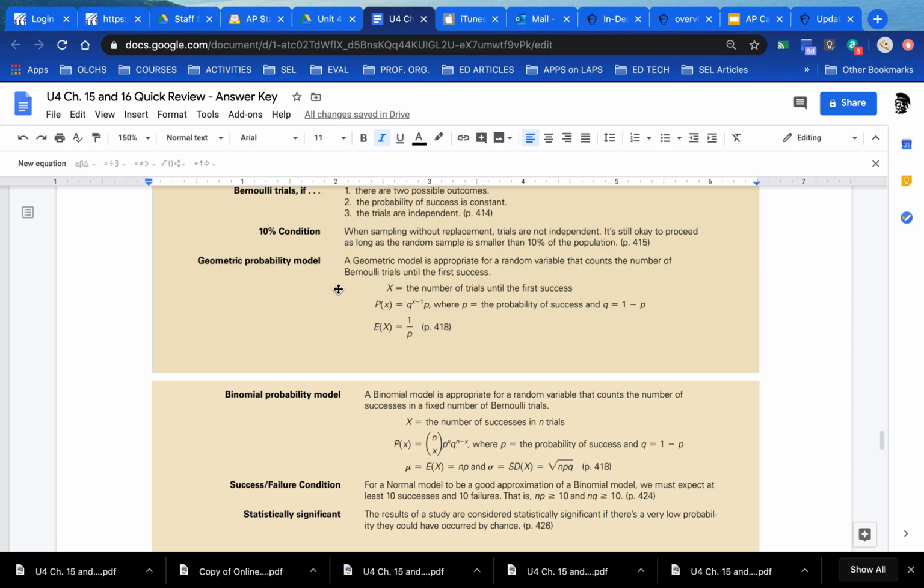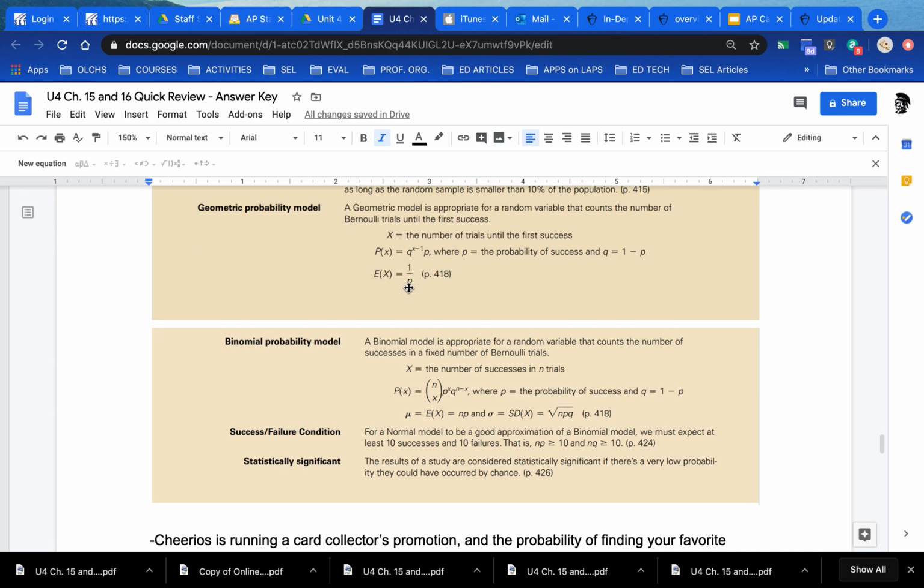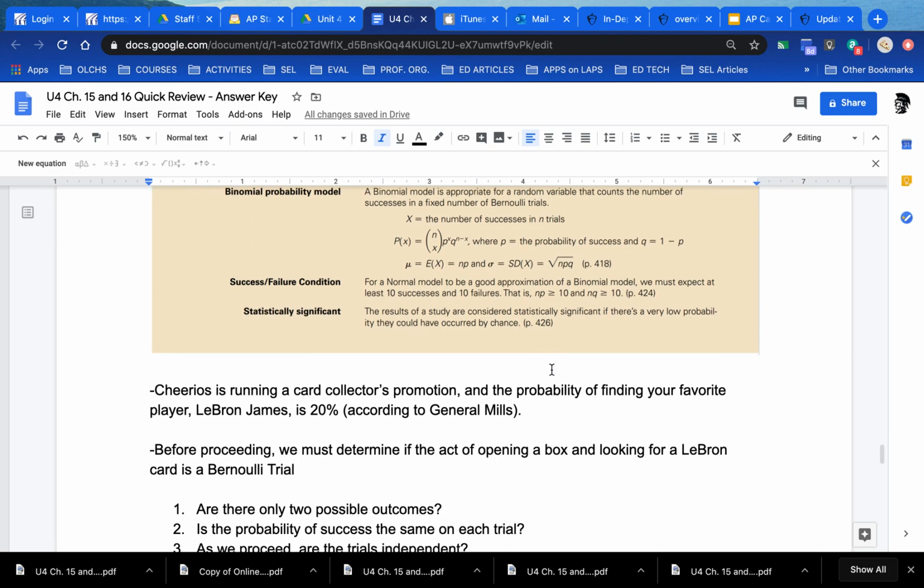So what we're going to talk about right now is what's a geometric model and what's a binomial model. Again, they actually didn't write the standard deviation here. I don't know why. This is from the text, but they did here. So these are 2 unique situations where if you have a Bernoulli trial and you want to find expected value and standard deviation, you would use one of these 2. A geometric model is when I'm trying to count the number of trials until I get my first success, whereas a binomial model is when you are counting the number of successes in a fixed number of trials. So let's see that in context.